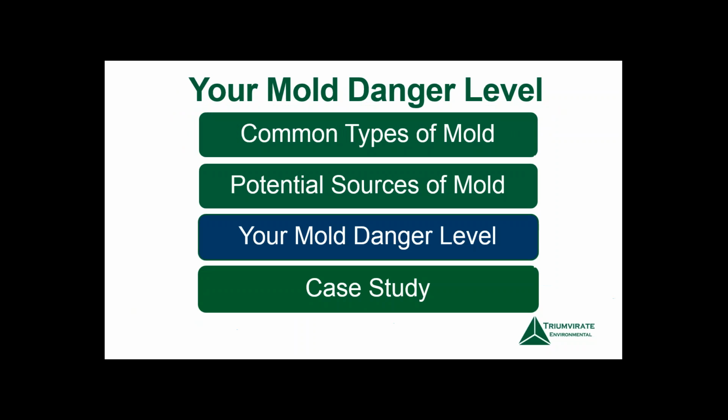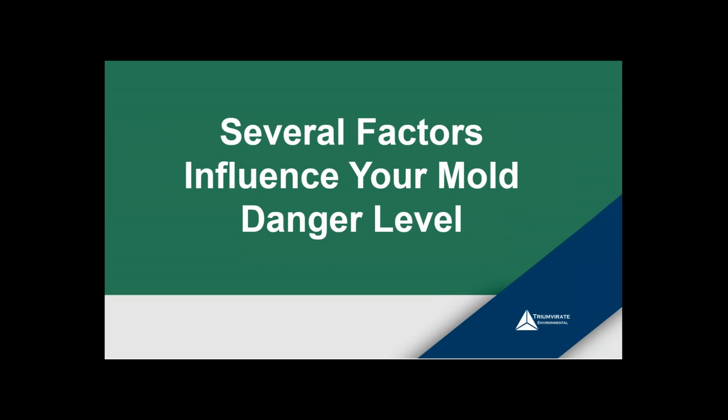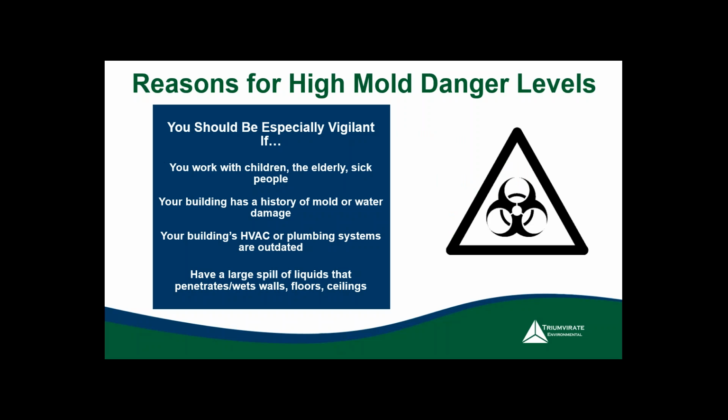So we'll keep on moving here. Okay, so now we're going to get into your specific mold danger level. Every building is going to have a different mold danger level. It's dependent on a lot of different factors, including who's there and what kinds of things take place in your building. So, like I said, there are several factors: presence of immunocompromised individuals, airflow, previous history of mold. Here we have a more inclusive list. So if you work with children, the elderly, sick people, or people who have an HIV infection, something that compromises their immune system might not make them able to combat an infection that might be mold related. That's definitely going to be cause for concern.